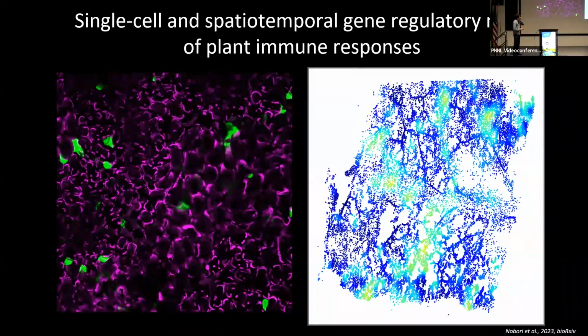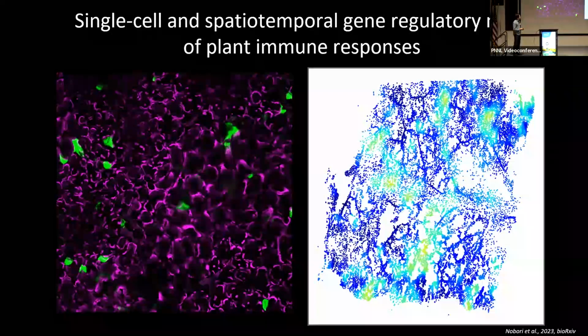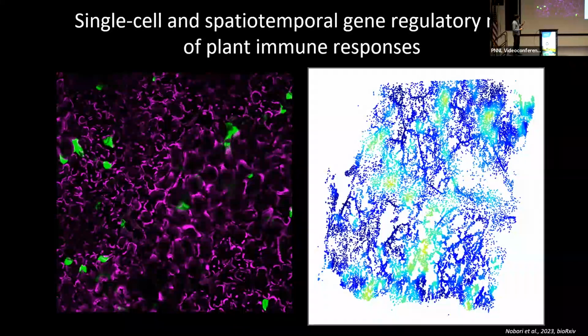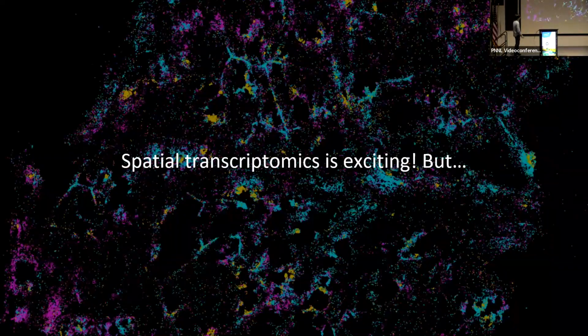And I hope this molecularly defined map of immune responses will allow us to mechanistically dissect plant immune responses against pathogens. And we want to analyze, for example, how individual cells respond to this pathogen and how they communicate with each other to spread immune responses to stop pathogen growth. Okay, so I hope I could show that spatial transcriptomics is exciting.